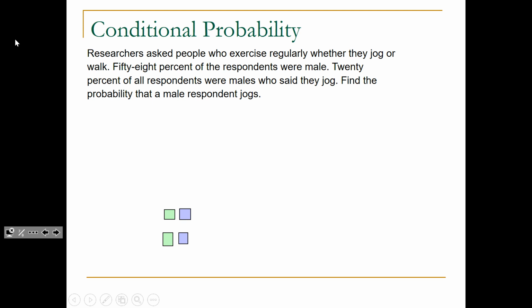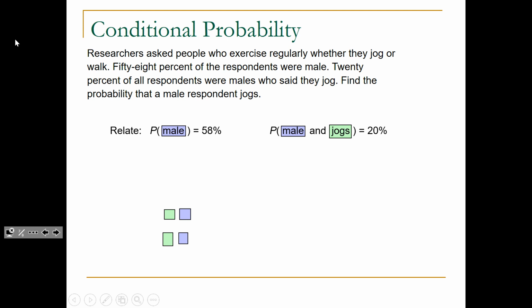58% of the respondents were male. 20% of the respondents were males who said they jog. Find the probability that a male respondent jogs. Okay? So, for the probability of it being a male, they said that was 58%. Okay? The probability of it being a male who said that they jogged was 20%, right? That's the two things they gave us here.